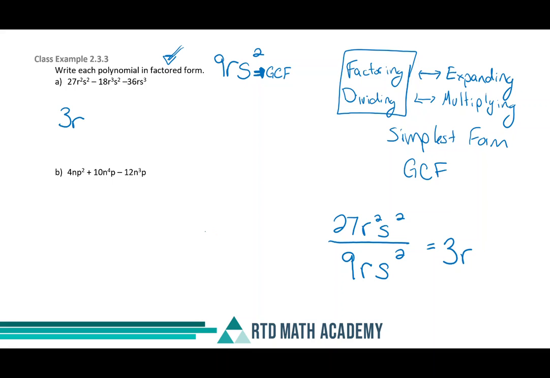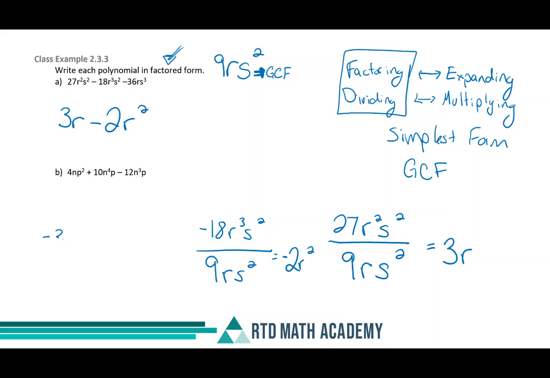Next, I'm going to take negative 18r cubed s squared, and I'm going to divide out 9rs squared. Now we see that negative 18 divided by 9 is negative 2. If I have r cubed divided by r, I'm left with r squared. And again, the s squareds cancel each other out, so I'm left with a negative 2r squared left over.